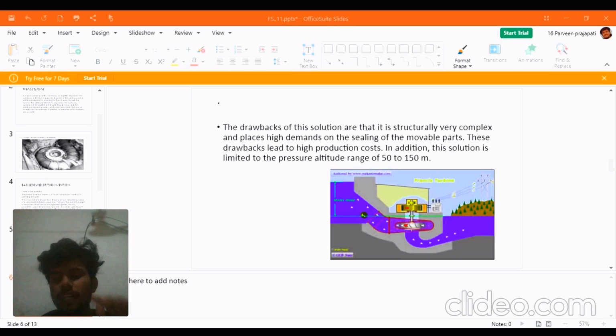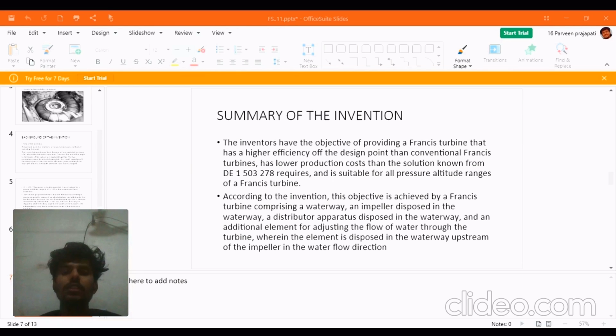As we can see in the picture, it is very complex, highly demanding and highly costly. And we need a maximum area to cover that. Those are the drawbacks here. And after that, I will summarize their inventions.